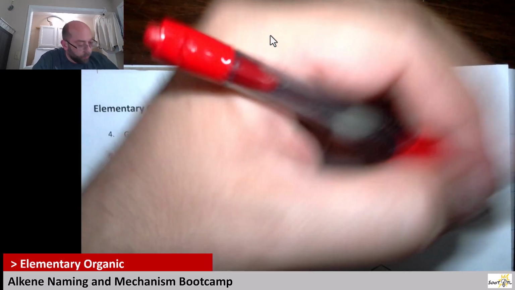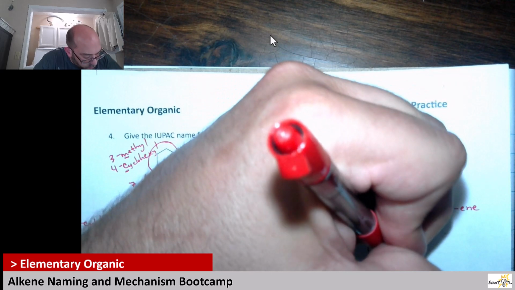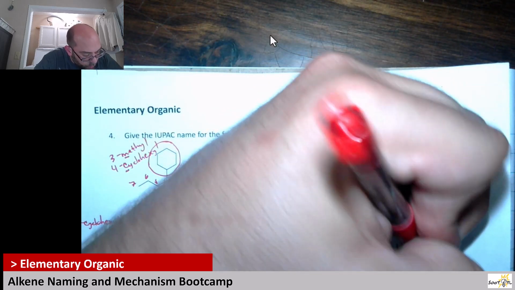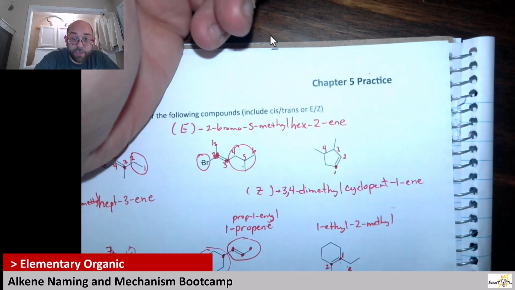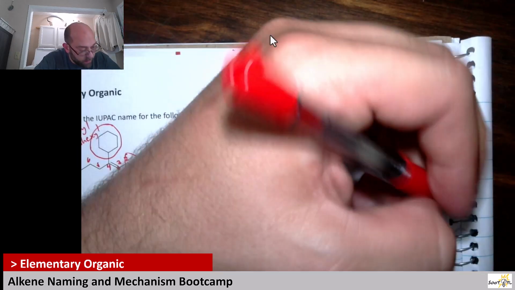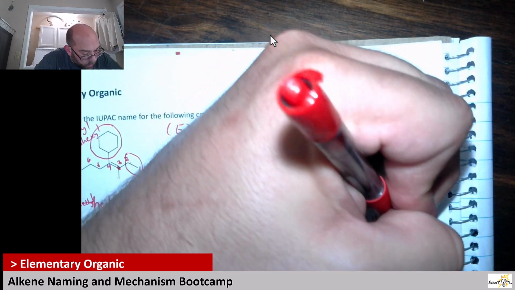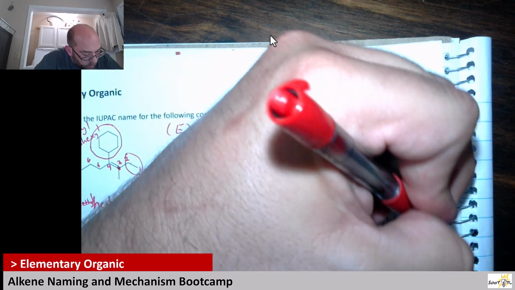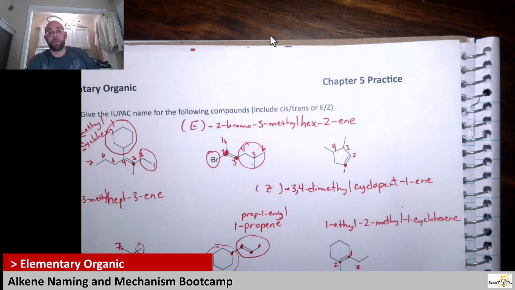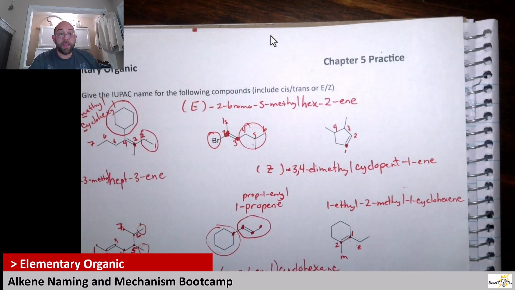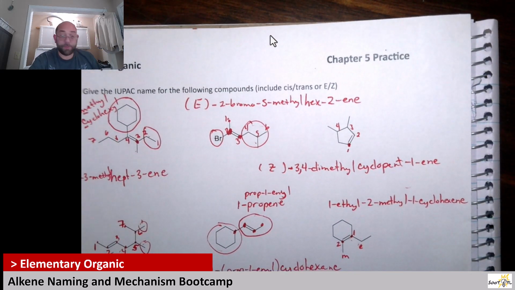So we would label this as 1-ethyl, 2-methyl, and then we would have to use cyclohexene. And so you could name it 1-ethyl-2-methylcyclohexene, like so. All right? Okay, so hopefully that naming helps you out a lot here.